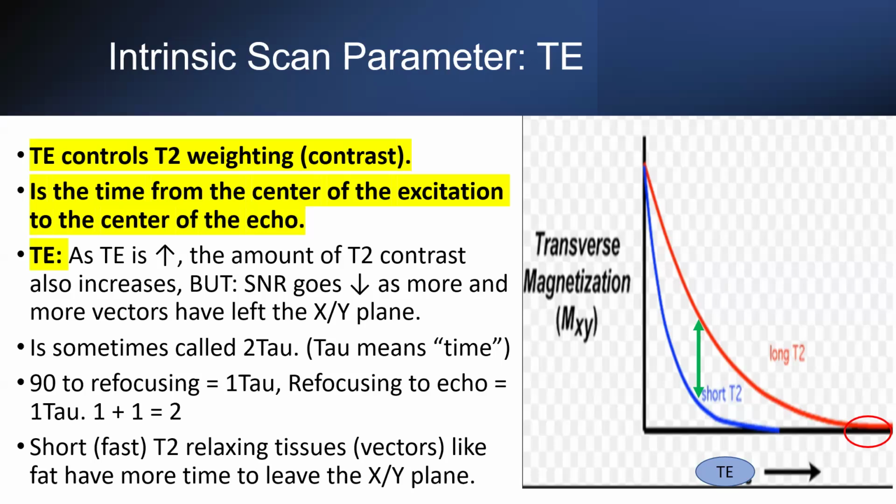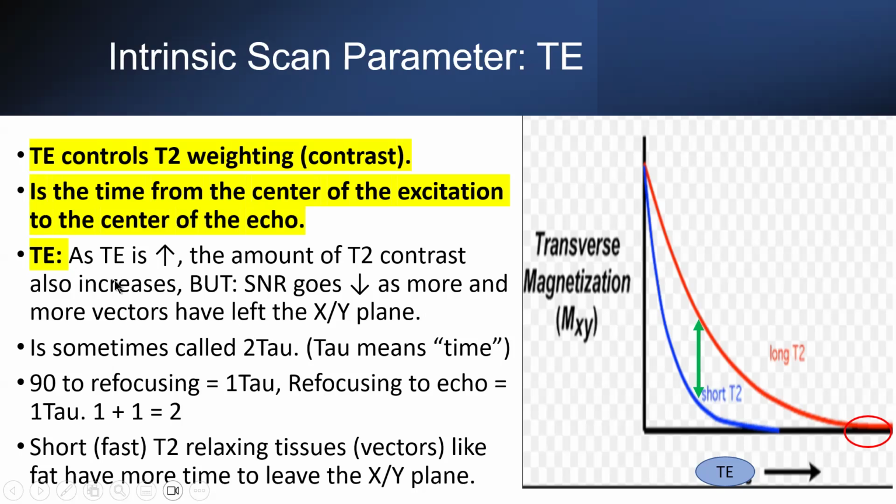That's the definition. As TE goes up, the amount of T2 contrast we're going to produce is going to increase. But the trade-off with increasing your TE is your signal to noise goes down because more vectors have left the XY plane. So the short T2 and the short T1 tissues like fat are going to start to get a little darker as TE goes up. But fluid is going to go bright. All right, so TE is T2.